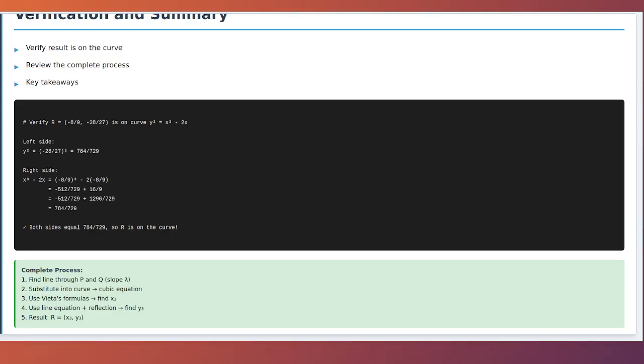Understanding this algebra is crucial for implementing elliptic curve cryptography correctly and for debugging when things go wrong. You now have the mathematical foundation that powers Bitcoin, TLS, and countless other security systems. Pretty amazing that such elegant mathematics has such powerful real-world applications.